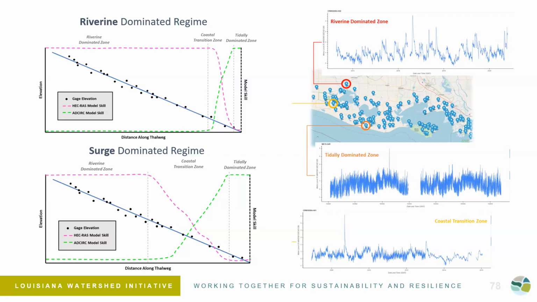So this slide basically shows some sensitivity runs. Where is the riverine dominating? Where is the surge dominating? We looked at the data from the ADCIRC SWAN models, then we looked at the data from observed conditions, and we looked at data from RAS. And then this basically overlaps.